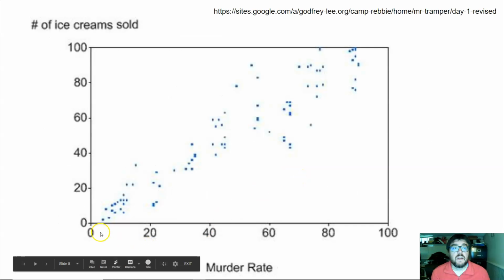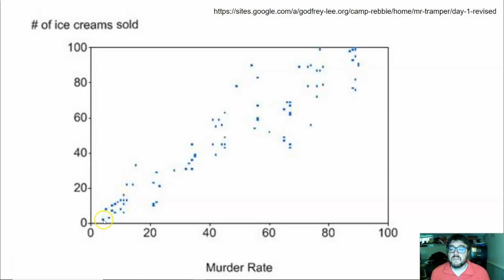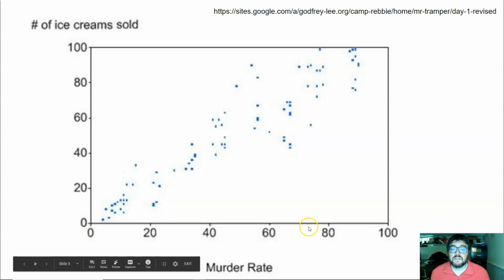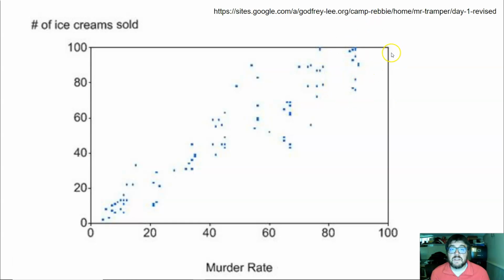So here is a murder rate measure, and here's how much ice cream is sold. I'm sorry, these are all from the same city but on different dates. And they're scaled from 0 to 100. And so you can see that on days where there's lots of murder, there's also lots of ice cream.